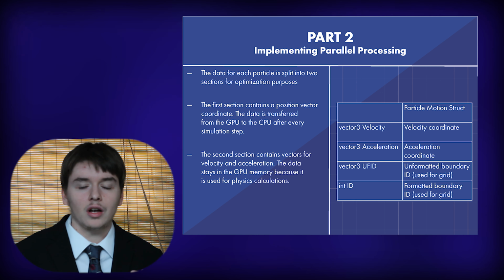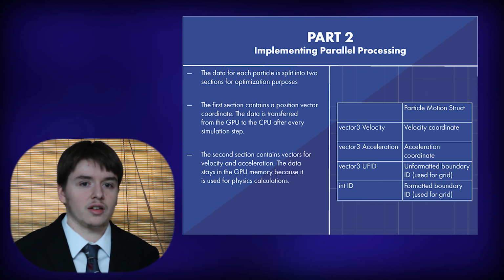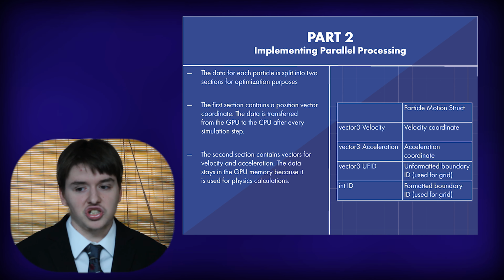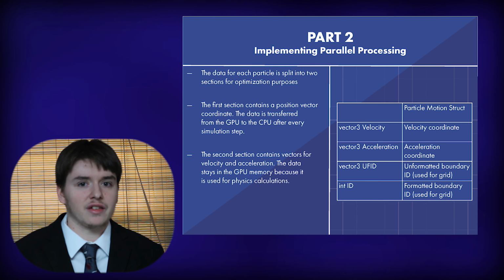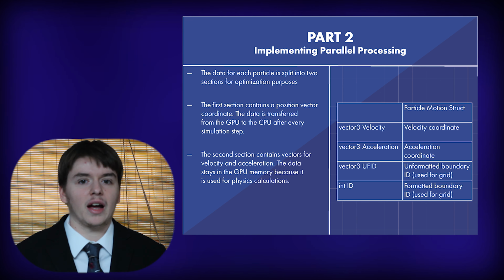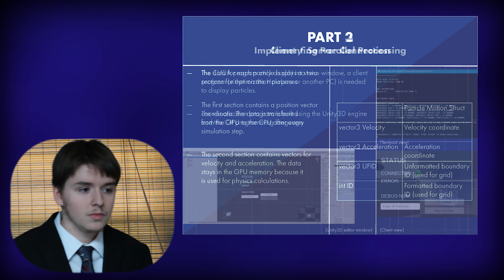Now the second section is a bit different. It contains vectors for velocity and acceleration that we use in calculating physics. This stays in the GPU because there's no reason for the CPU to access it, and we can save time copying things back and forth by basically just leaving it stationary.